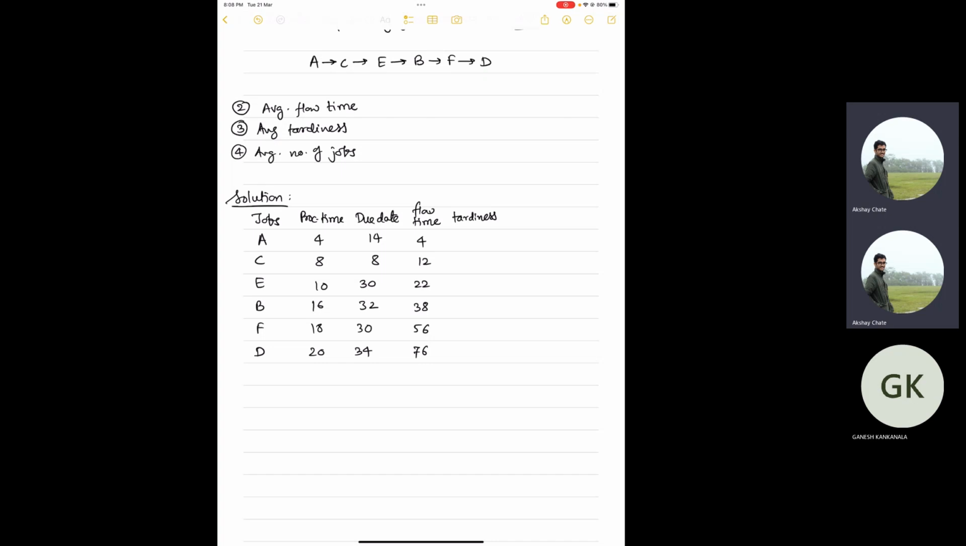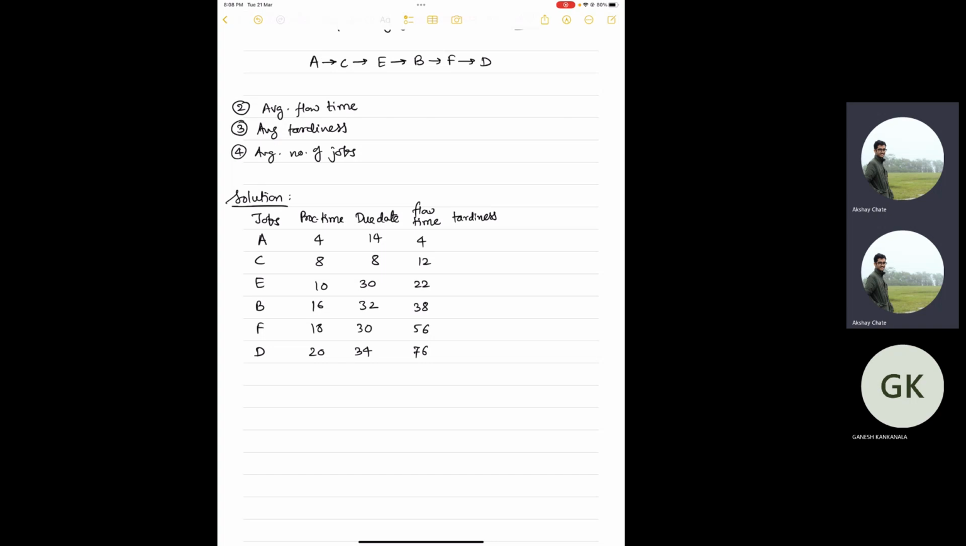So now the tardiness is this thing. If your due date is away from your completion time, then there is no tardiness, right? There is no delay. You are finishing before the time. But when your completion time is higher than the due date, only then tardiness comes. So tardiness is basically a measurement of how late your deliveries are going to be.